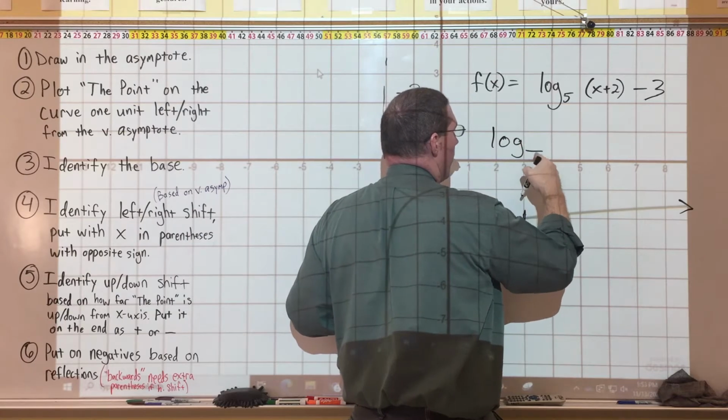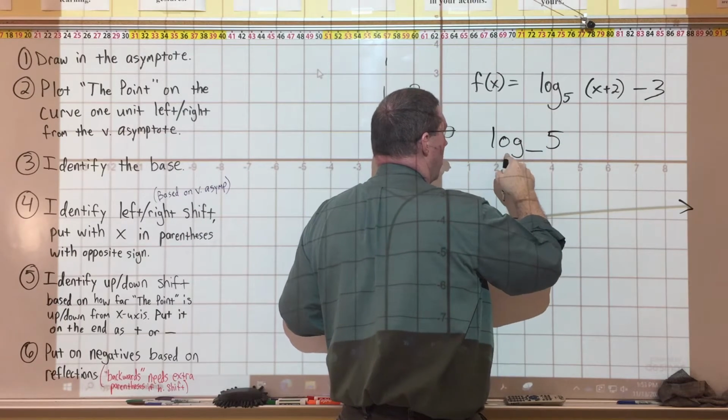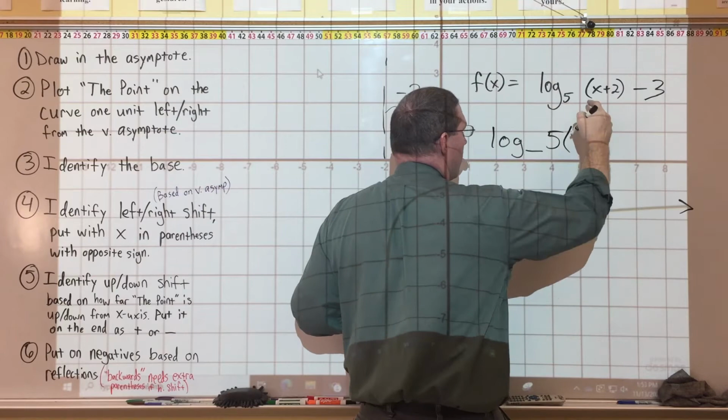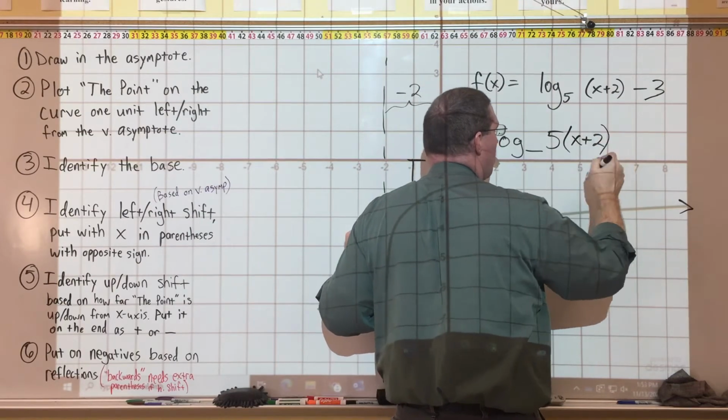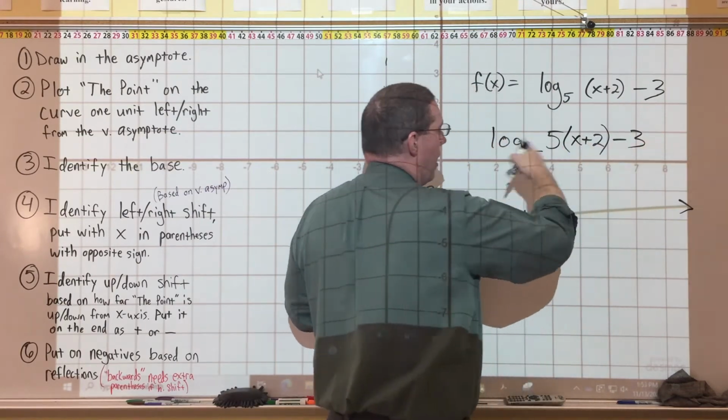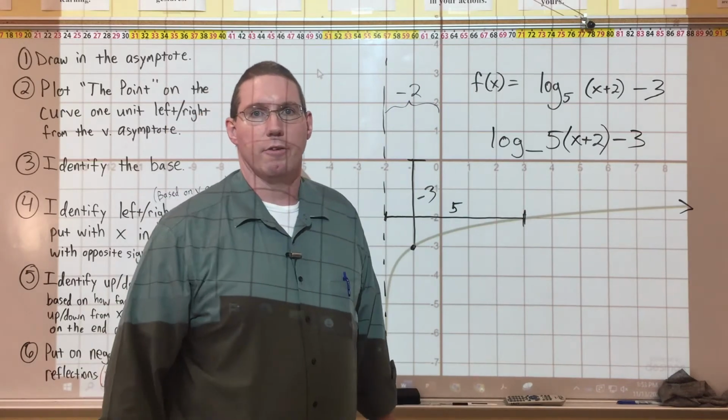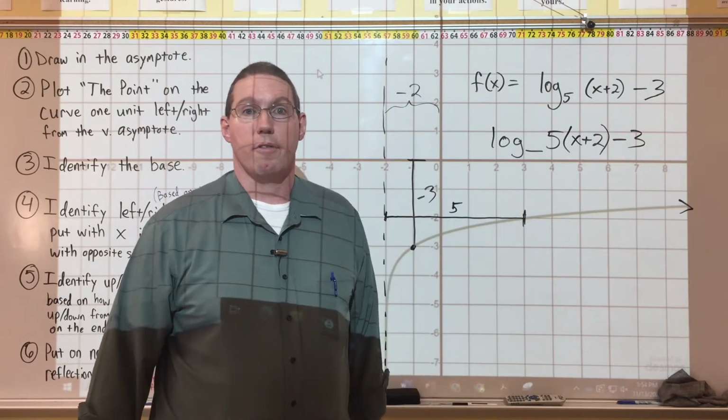log underscore, that means base 5. So this is log base 5 parenthesis x plus 2 close parenthesis minus 3, and that would be the answer that I would enter in. Okay, let's try another example.